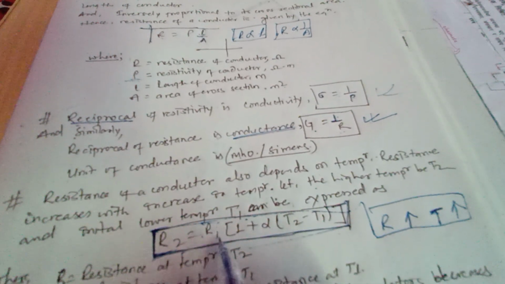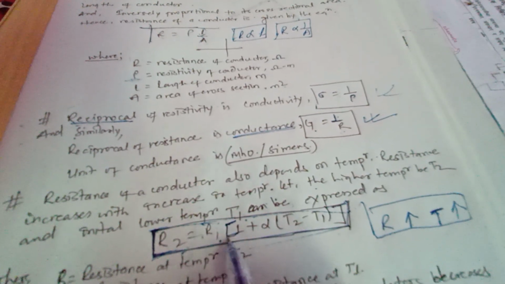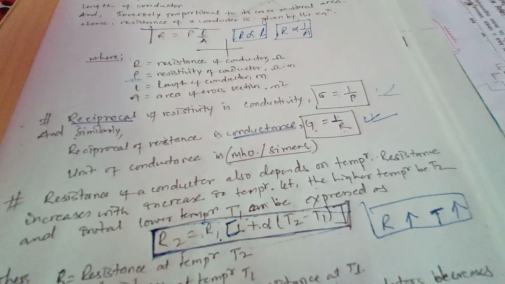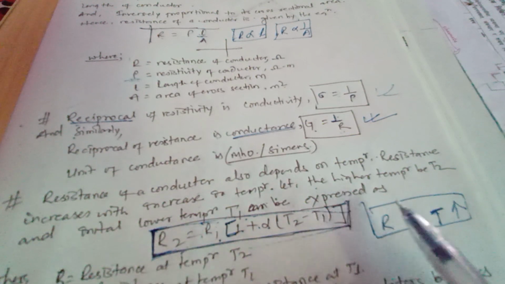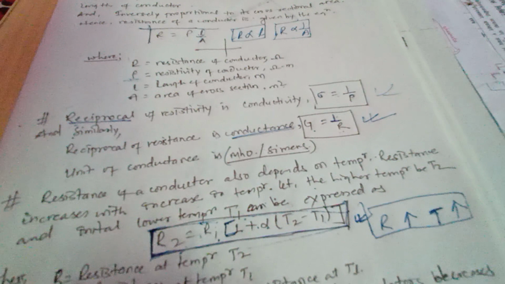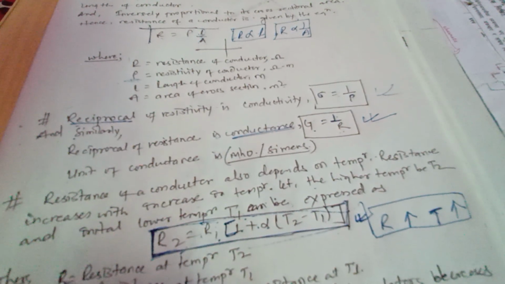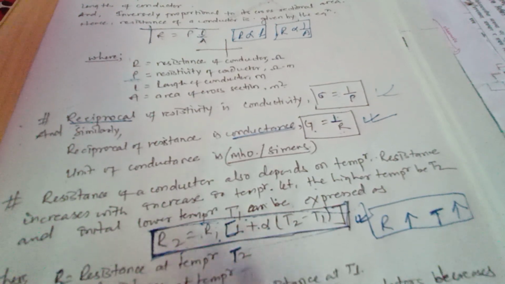So R2 equals R1 into (1 plus alpha times (T2 minus T1)). This is the resistance and temperature relation formula. Here R2 is the resistance at temperature T2, R1 is the resistance at temperature T1, and alpha is the temperature coefficient of resistance at T1.